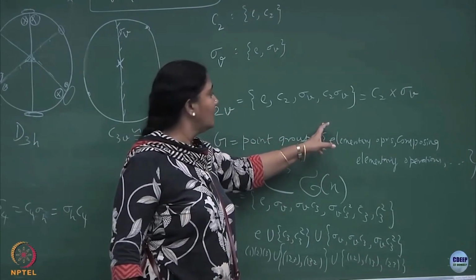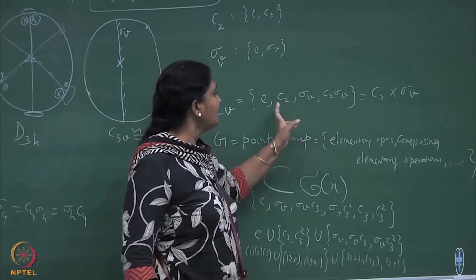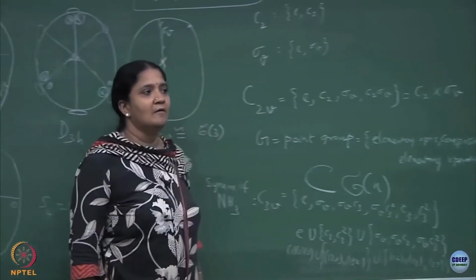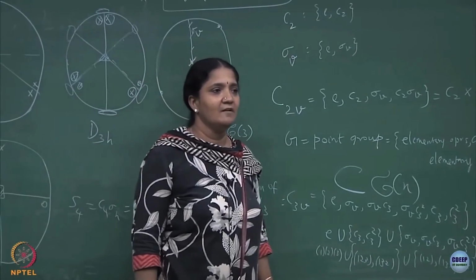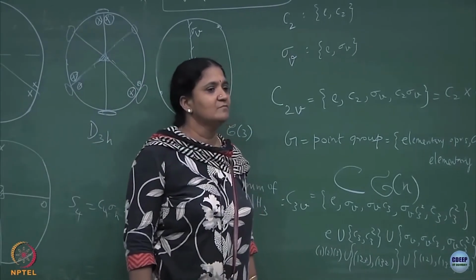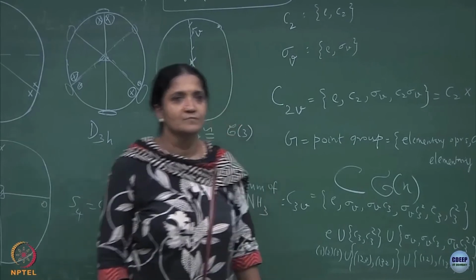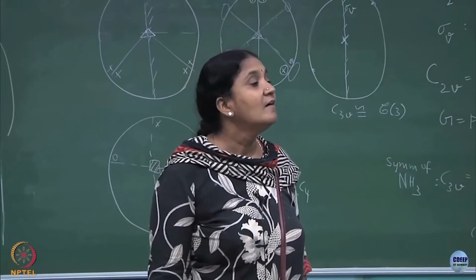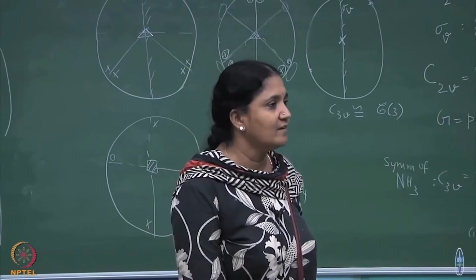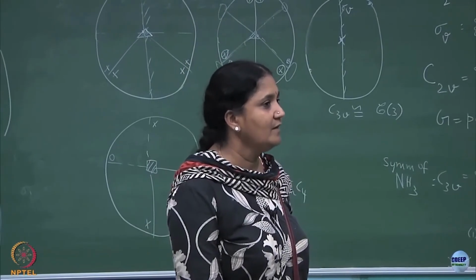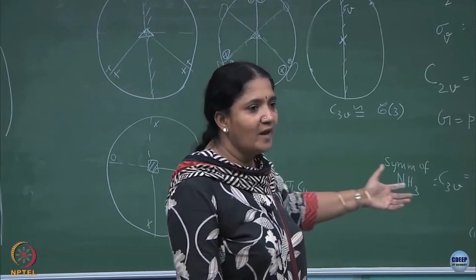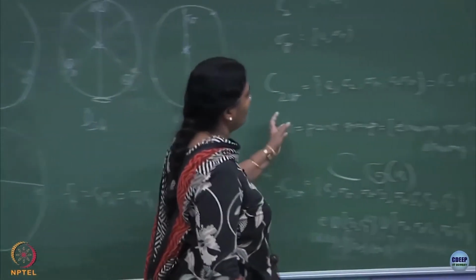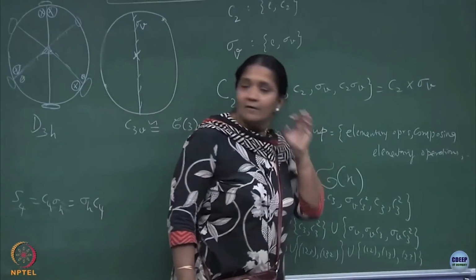Okay. So, how many classes are there here? How many conjugacy classes are there in C2V? It's an abelian group. Every element is a class by itself, right? Once it's an abelian group, similarity transformation does nothing. So the order of the group itself will be the number of classes.